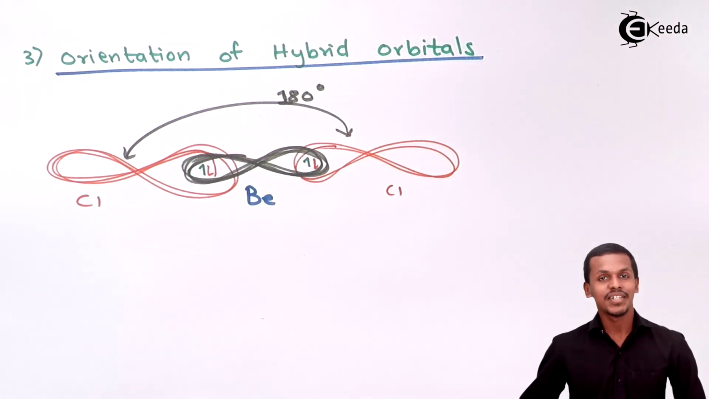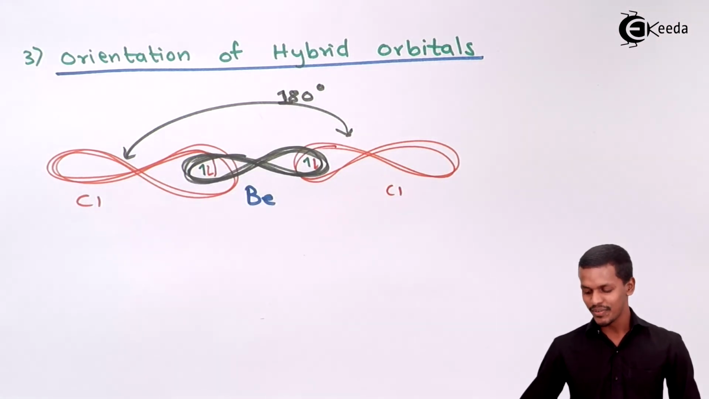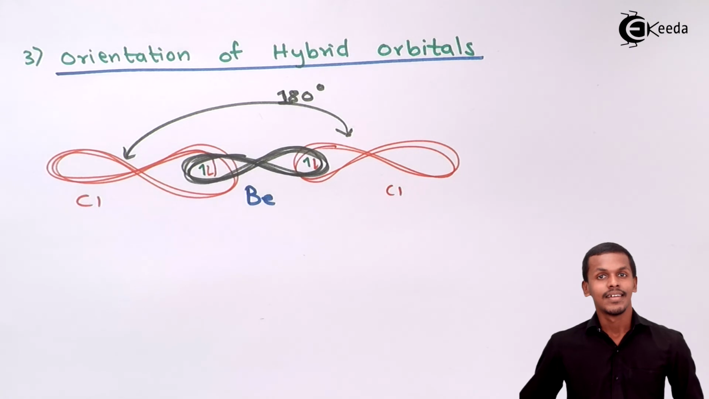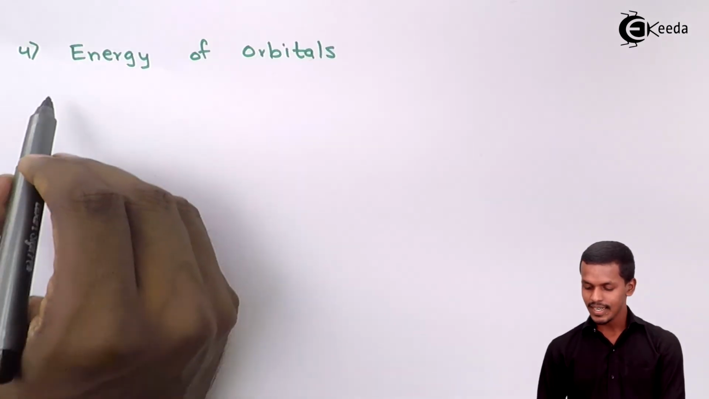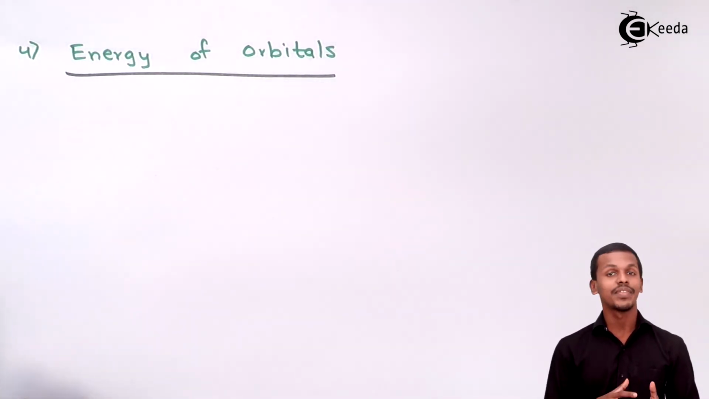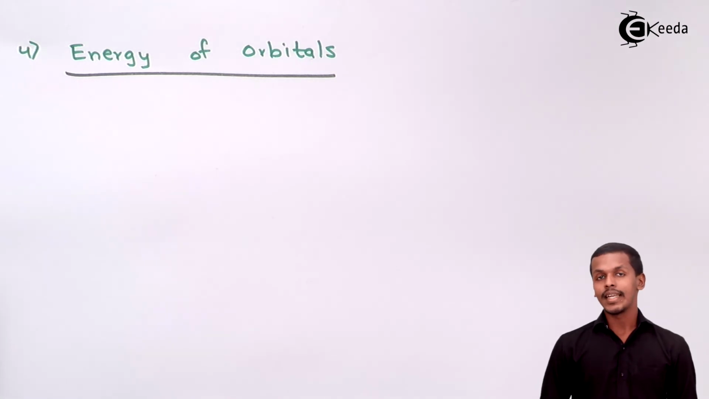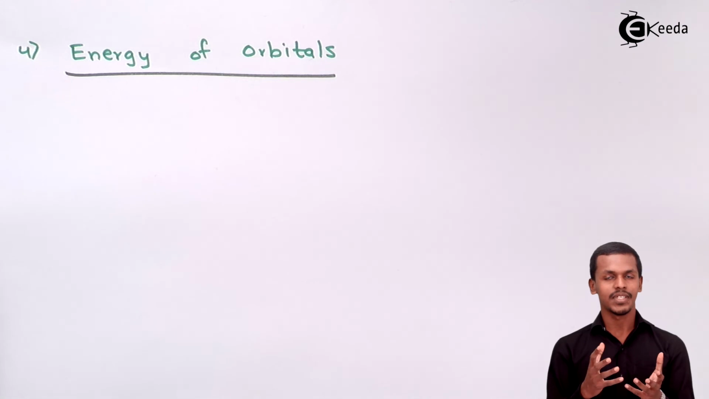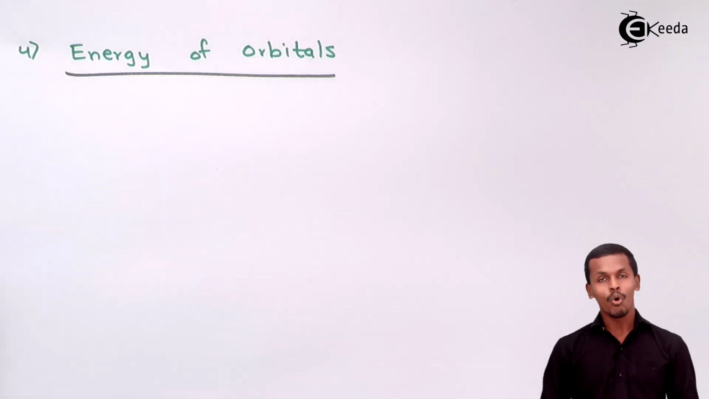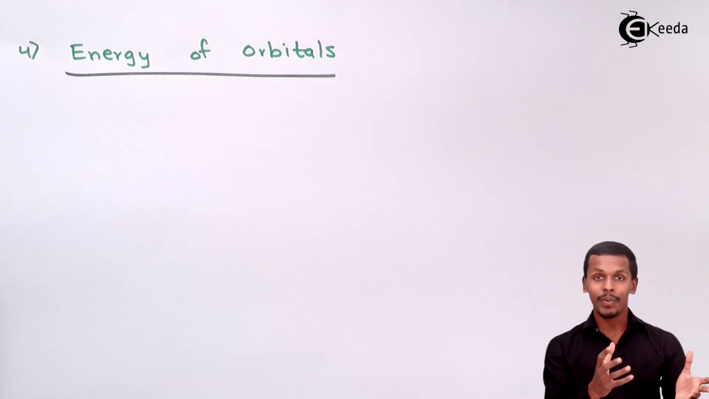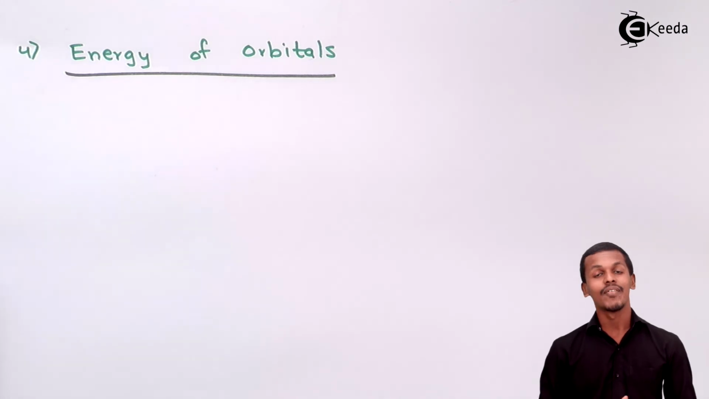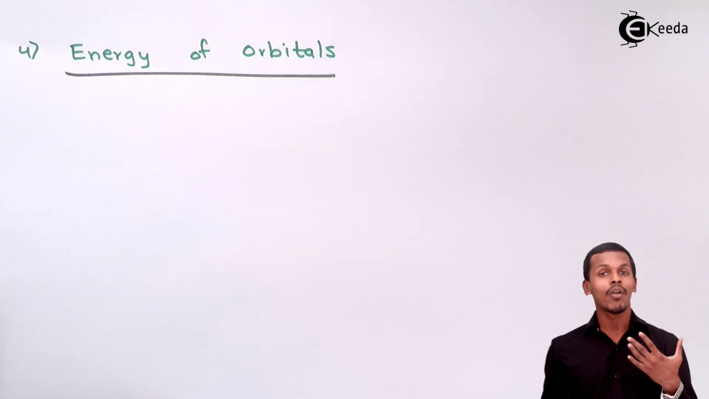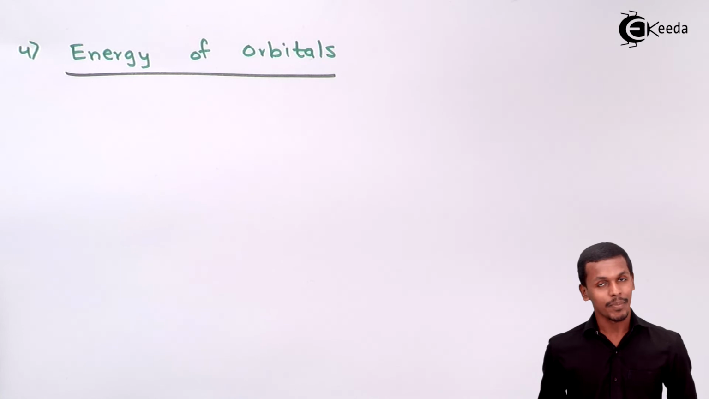So this orientation also plays a very important role, and that is what I was talking about. Let us move on to the next one, that is the energy of the orbitals. Whenever hybridization takes place for the same atom and it forms hybrid orbitals, all the hybrid orbitals that have been created will have the same energy, or we could call them degenerate orbitals.